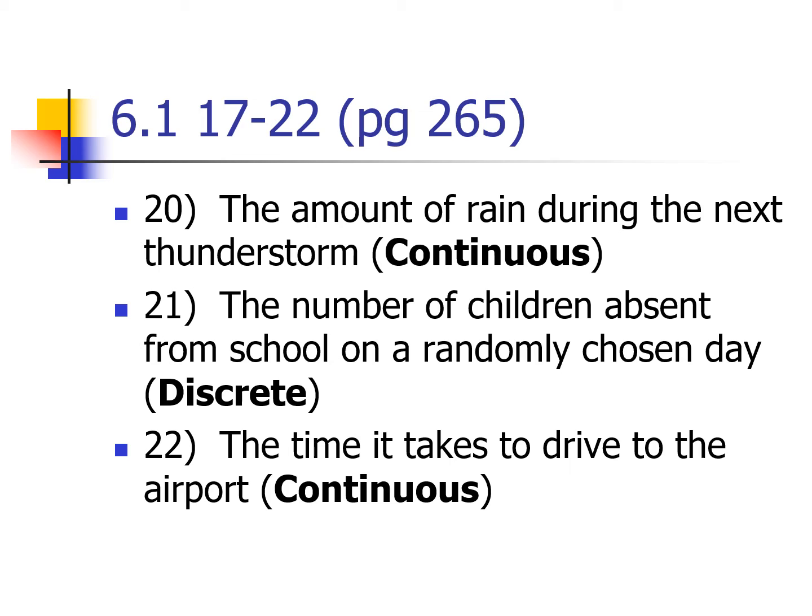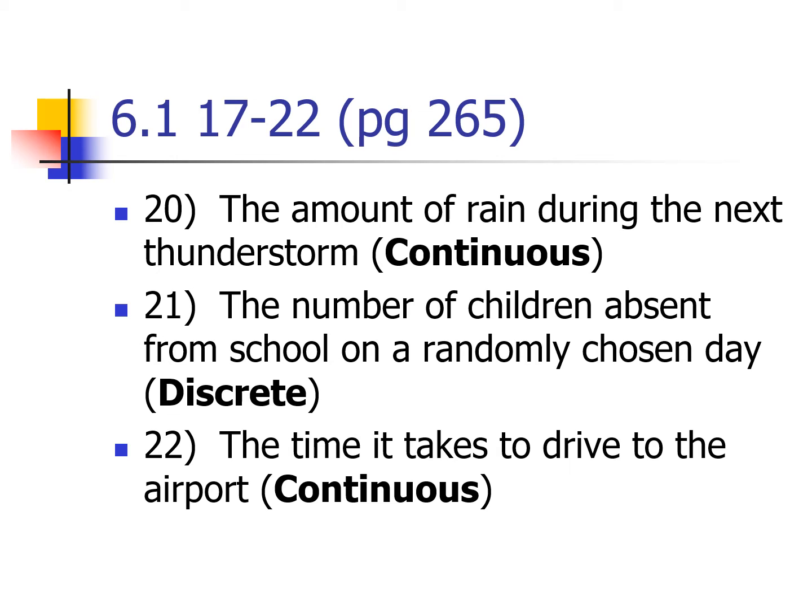Amount of rain during our next thunderstorm. Again, that's going to be continuous. We could have 1 inch of rain, 2 inches of rain. But again, if we measure it precisely, it's certainly possible to have 1.3333 continuing inches of rain. And so that makes it continuous.